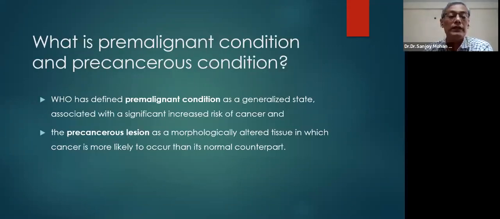What is a premalignant condition and a precancerous condition? WHO has defined the premalignant condition as a generalized state associated with a significantly increased risk of cancer, and the precancerous lesion as a morphologically altered tissue in which cancer is more likely to occur than in its normal counterpart.